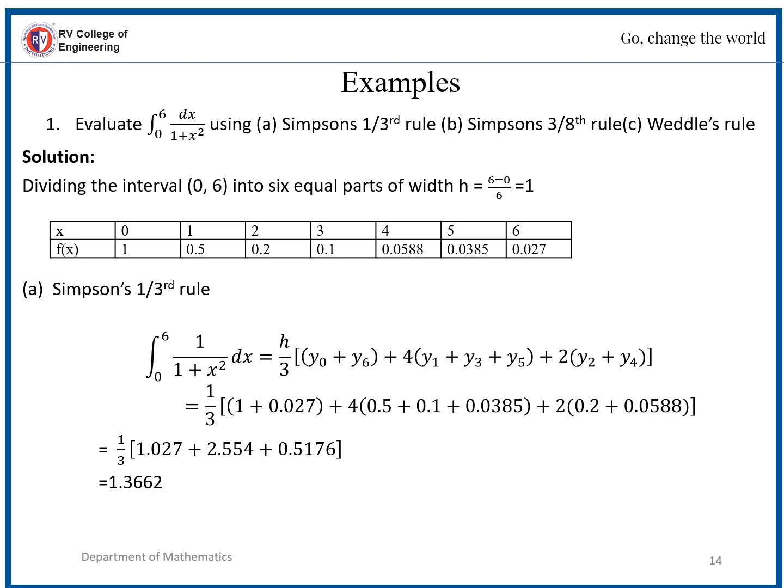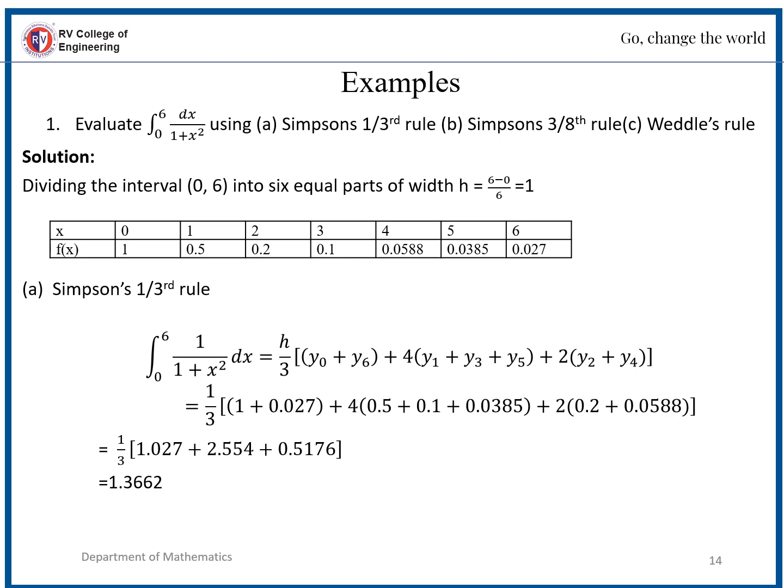See, h is given by b minus a divided by n. So b is nothing but the upper limit, which is 6, minus 0 divided by 6, and that is equal to 1. So the step size h is equal to 1. So you start with x equal to 0 and increase by 1 so that you end with 6. So x takes the values 0, 1, 2, 3, 4, 5, 6.